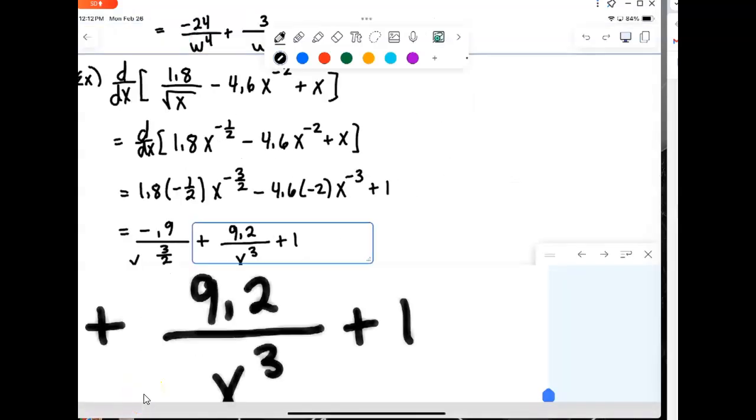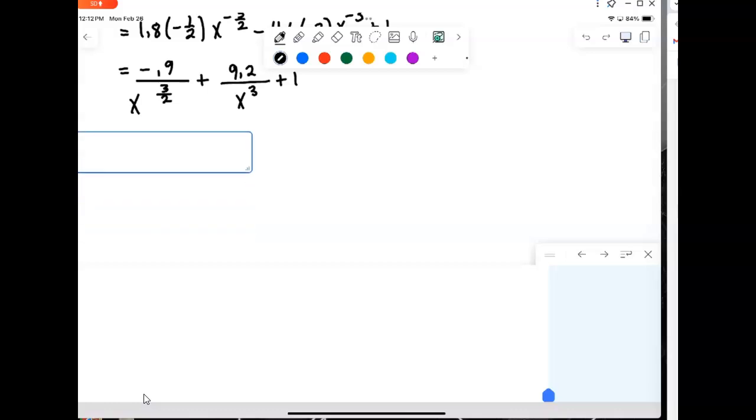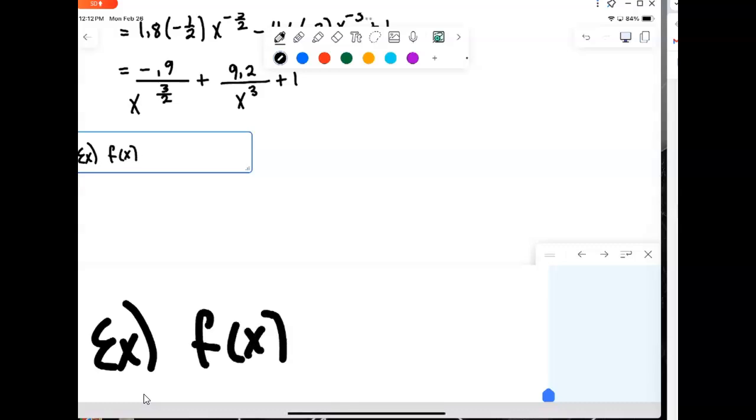All right, welcome back. Let's take a look at one more example here. We're going back to an easier to work with function. We're going to go a little bit further than just finding the derivative this time. So let's consider the function here.